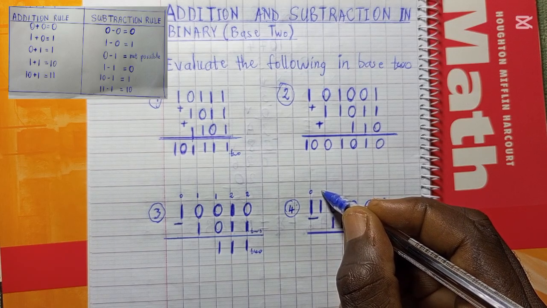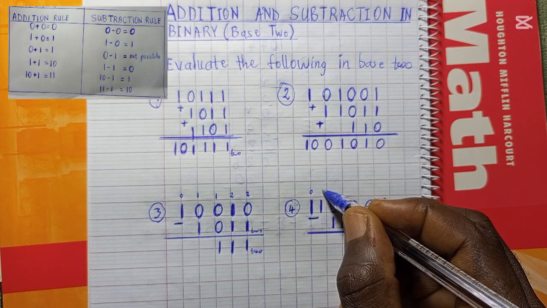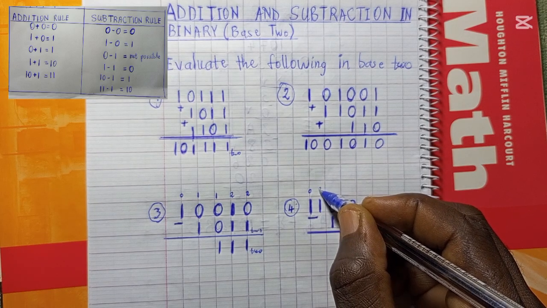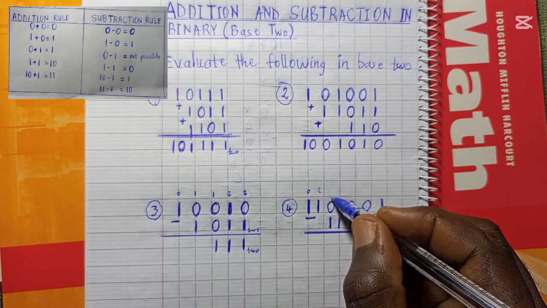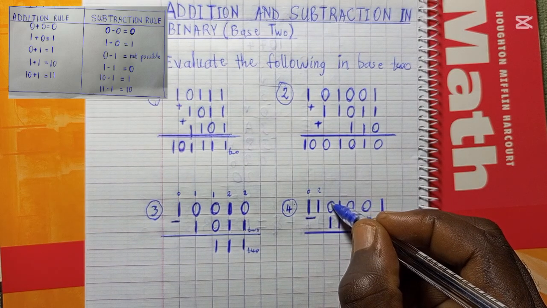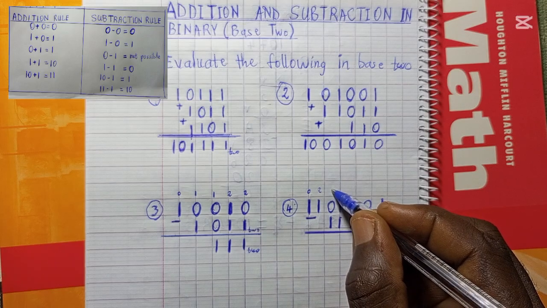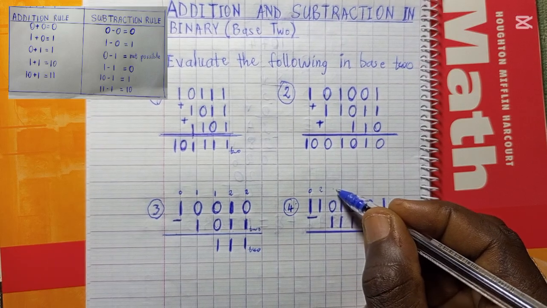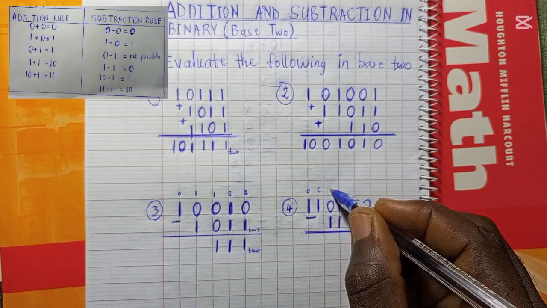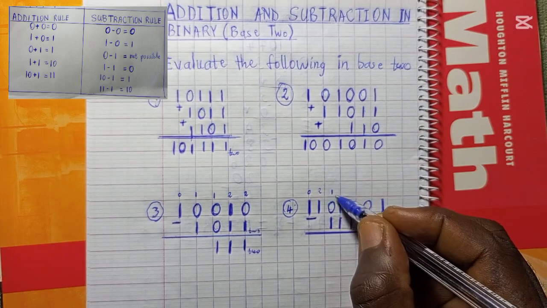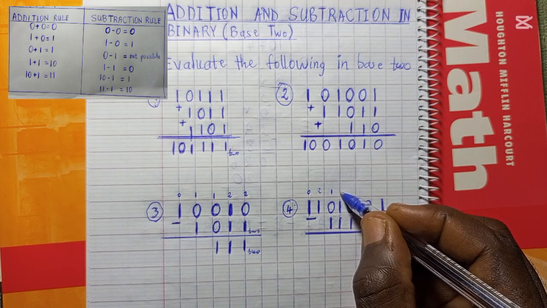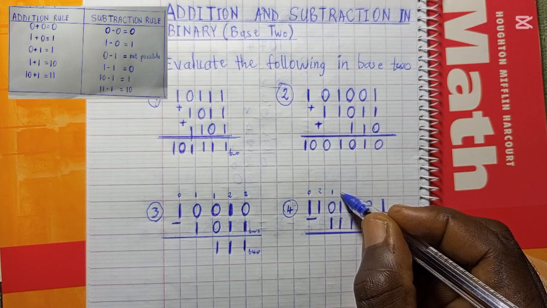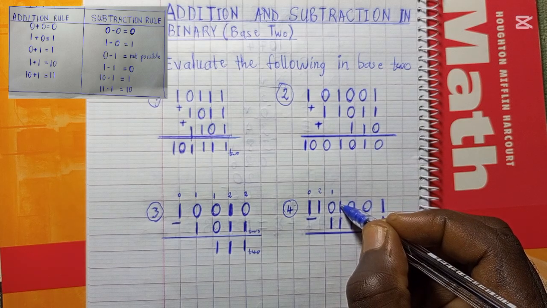Now from that 3, I'm going to remove 1. So here will remain 2. Then the one I removed, on getting to this side, is equivalent to 2. 2 plus 0 is still 2. So I'm still going to remove 1 from the 2. So here will remain 1. Then the one I remove from the 2, I'll bring it here, which is equivalent to 2, because we are working in base 2. That 2 plus this one, that is 3.